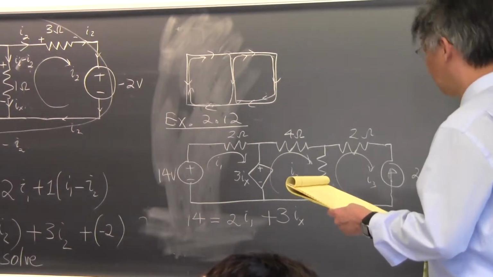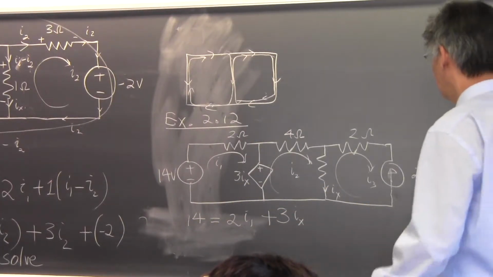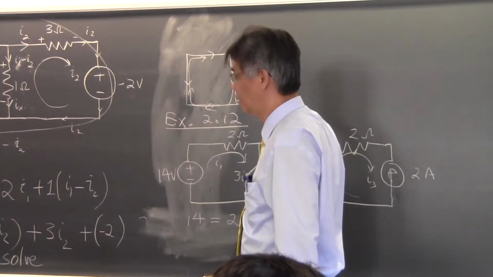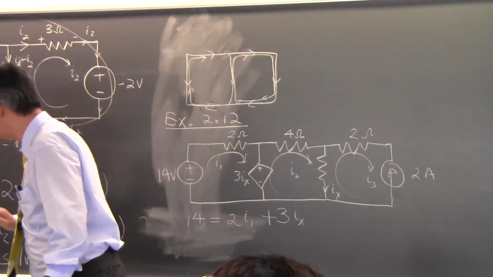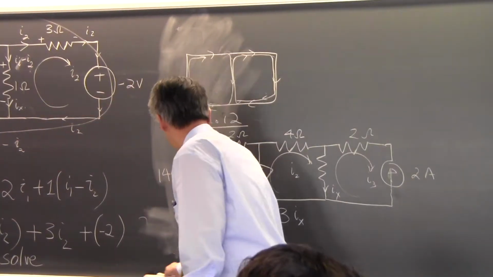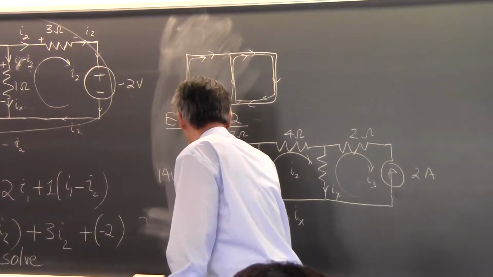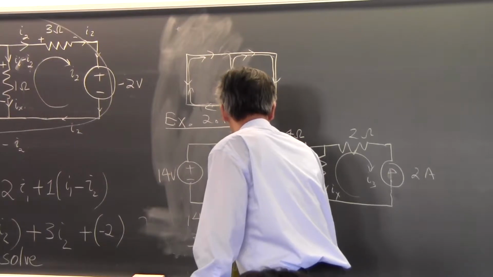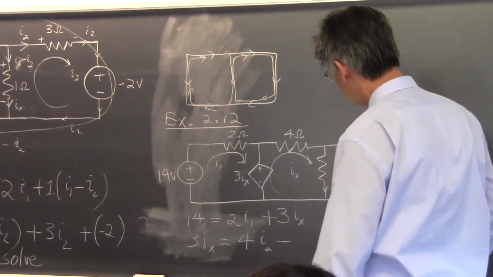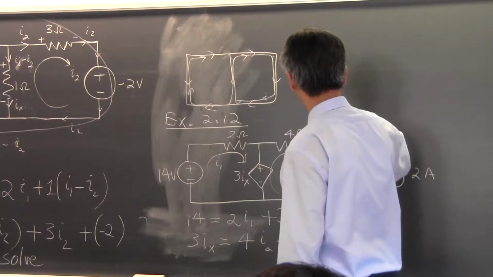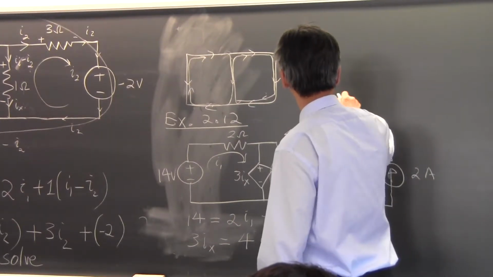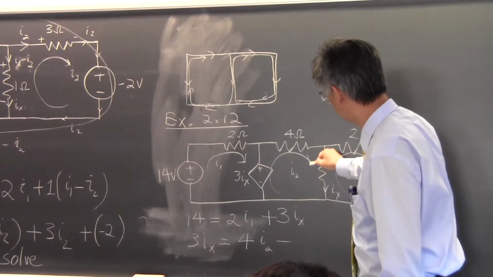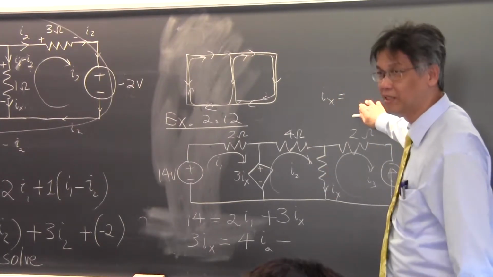Okay? And then I go to loop 2. Loop 2, as I go in this direction, this is the voltage rise. It is either given a negative sign on the right hand side, or you can put it on the left hand side and give it a positive sign. 3Ix must be equal to 4I2 plus Ix. Actually, you can figure out what Ix is from these two loops over here. Okay, you can figure out what Ix should be.